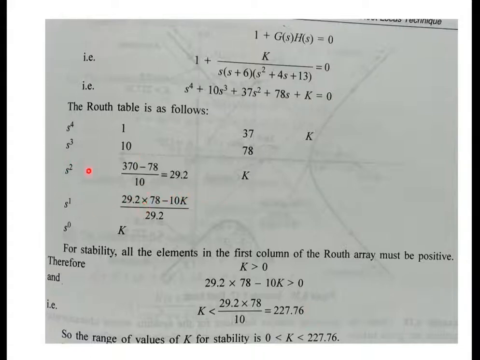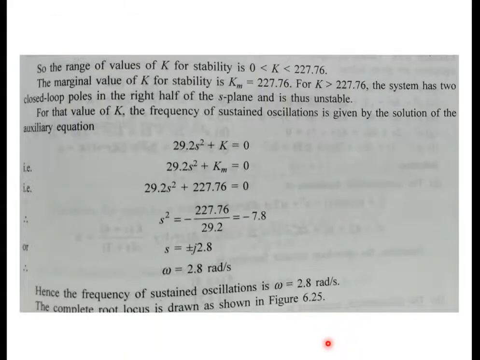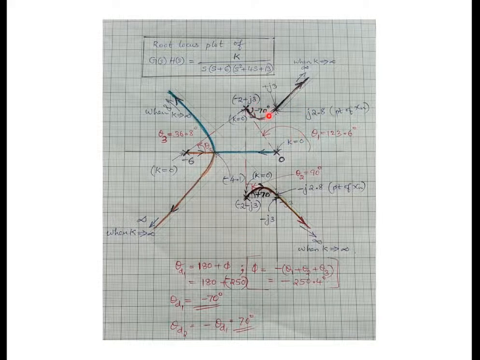And so the just previous row will form the auxiliary equation, that is 29.2 s square plus k is equal to 0, where k you have to put 227.76. From that s square is equal to this, we are getting minus 7.8. Square root of minus 7.8 will have a j term, that is plus or minus j 2.8. So the point of intersection of the root locus branch on the j omega axis is going to be 2.8 j.